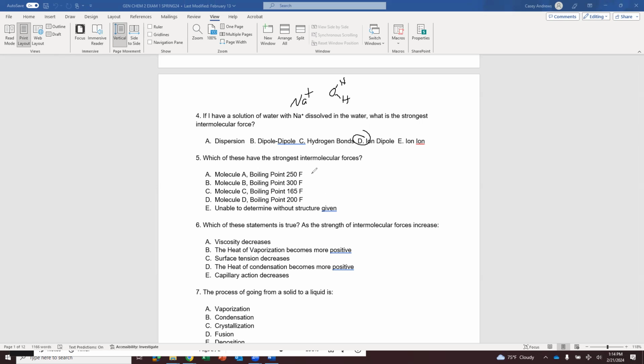Which of these have the strongest intermolecular force? Remember, the higher the boiling point, the higher the intermolecular force. So that would be B.